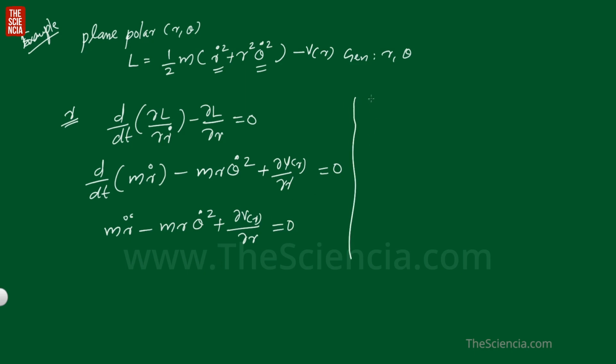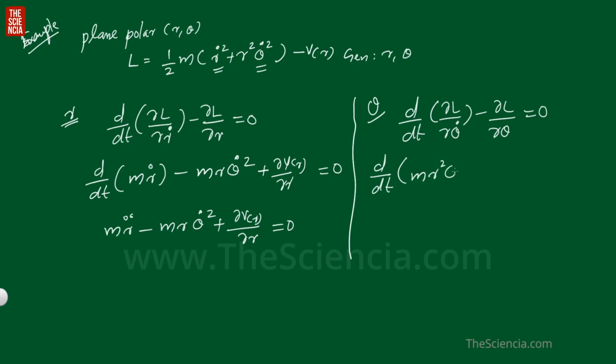Now we are taking the other coordinate, that is theta. The corresponding equation of motion will be d/dt (∂L/∂theta dot) minus ∂L/∂theta equal to 0. So what we get? d/dt of ∂L/∂theta dot. Here theta dot is there, so we get m r square theta dot, minus ∂L/∂theta. There is no theta term, right? So that will be equal to 0.